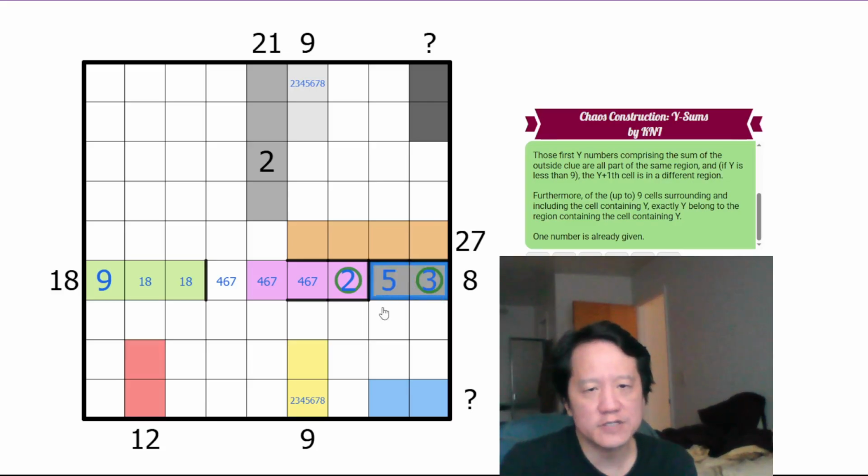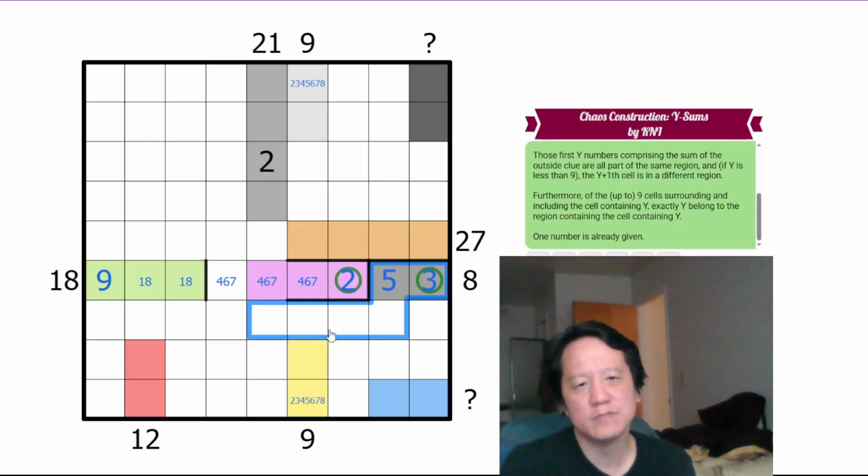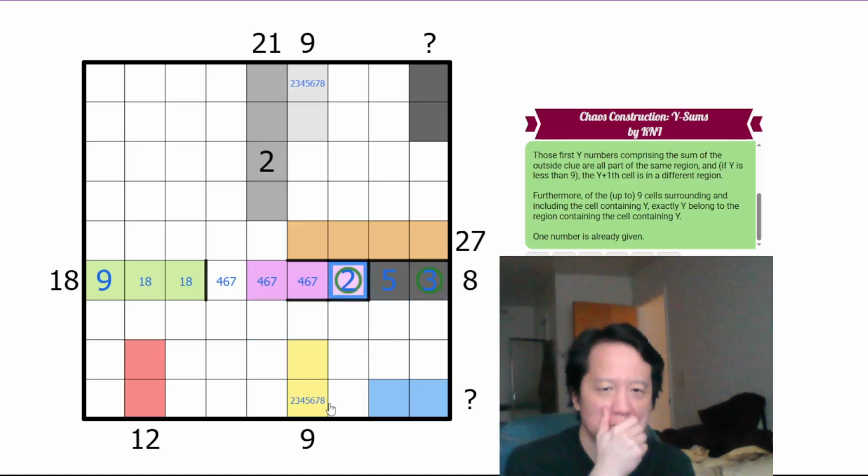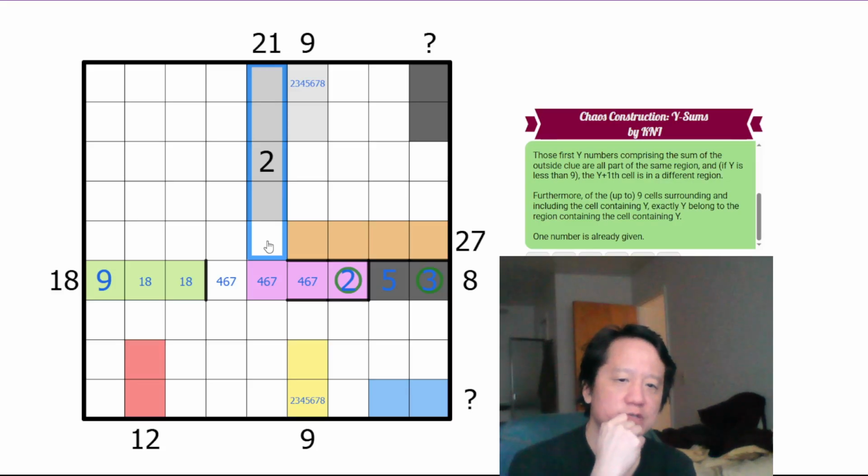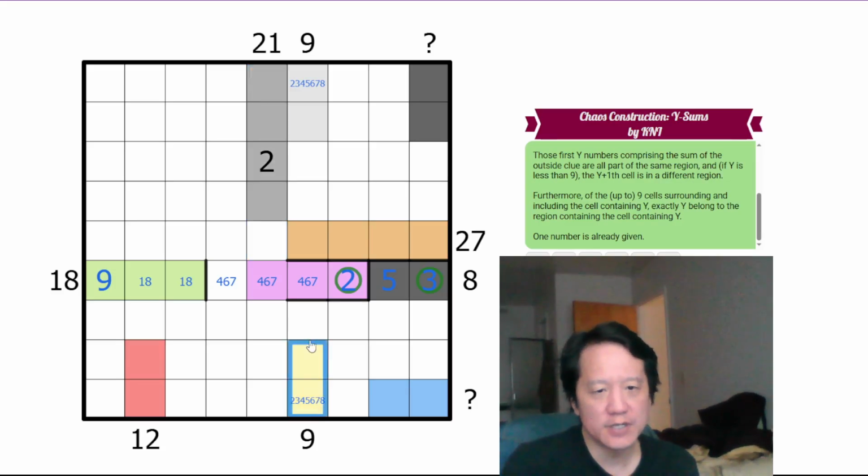Only one of these is part of the same region. So it could be that this goes out like that, or just goes out that way. This cannot be part of pink. So the y here has to be either 4 or 5. We don't know, though, what it is. This cannot obviously be more than 3, so that's also possible.